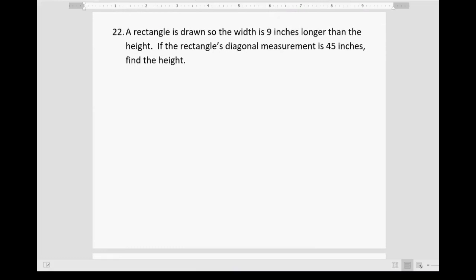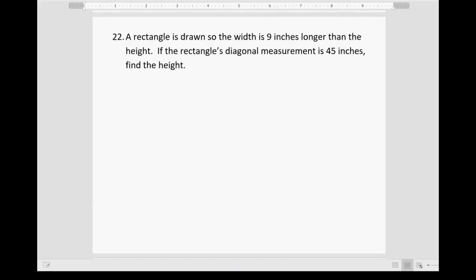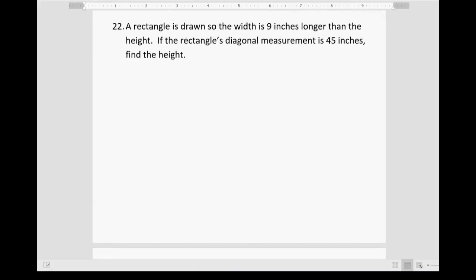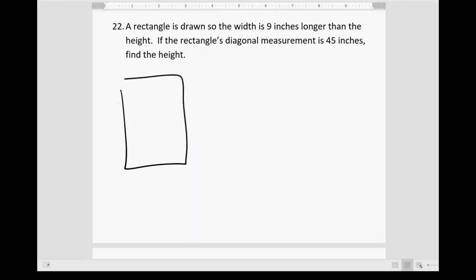A rectangle is drawn, so the width is 9 inches longer than the height. Let's go ahead and sketch a rectangle. So the width is 9 inches longer than the height. And maybe I could draw it a different way so it makes more sense. Actually, it was okay how I had it.